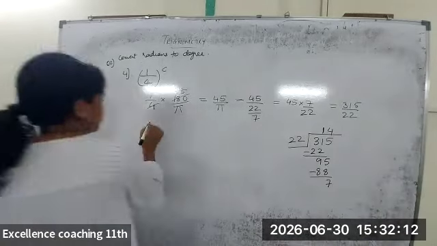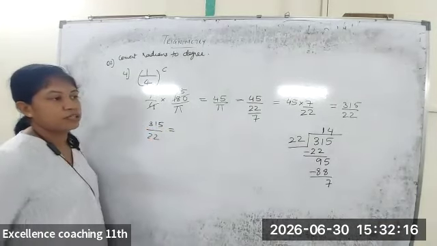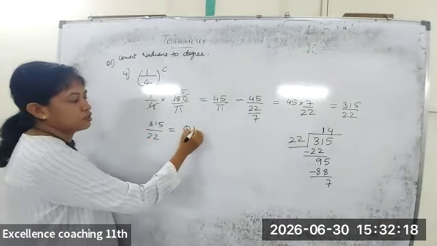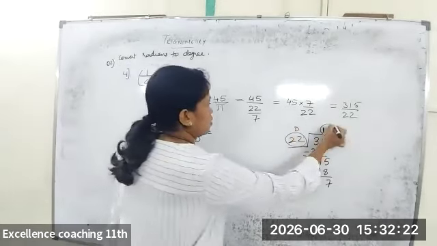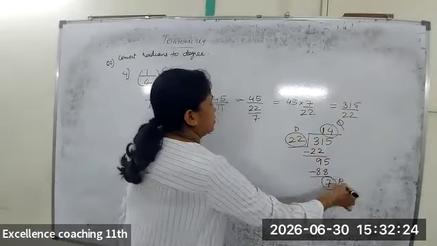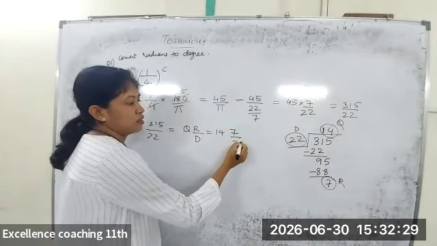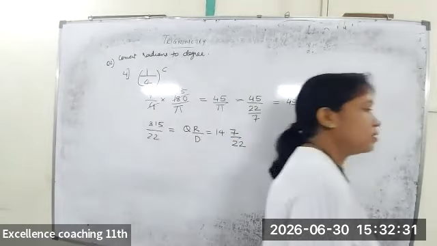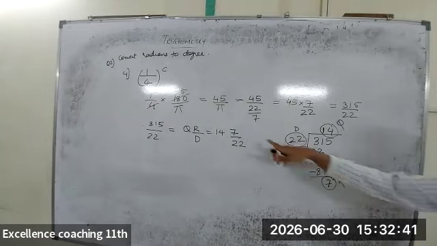So now 315 upon 22 can be converted into mixed fraction as quotient, remainder upon divisor. So this is your divisor, quotient, and the remainder. So 14, 7 upon 22. Now what you have to do next to convert into minutes, multiply it by 60. So we have to multiply whatever number we get into 60.